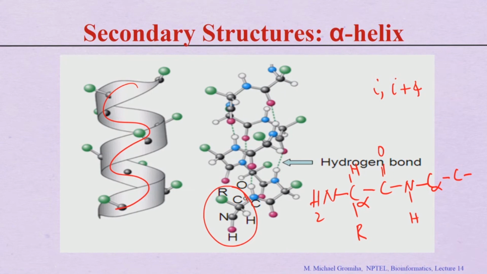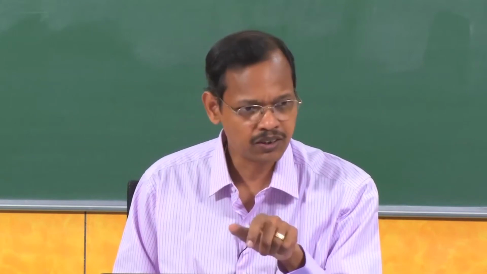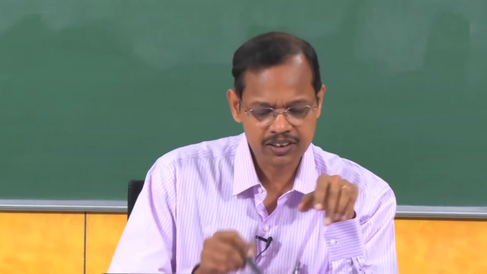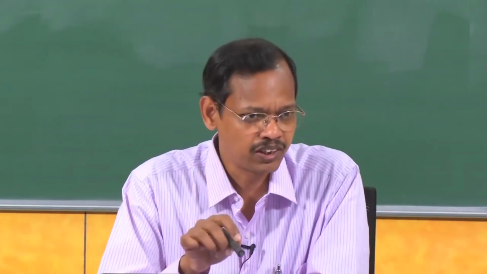So, between I and I plus 4th residues, from the CO and NH groups, you can make the bonds. You can see from here this is NH and this is a CO, right. You can see the hydrogen bond. So, if you make these hydrogen bonds between I and I plus 4, between the NH and CO atoms, then automatically you can get a kind of spiral shape of structures. This gives the formation of alpha helix.